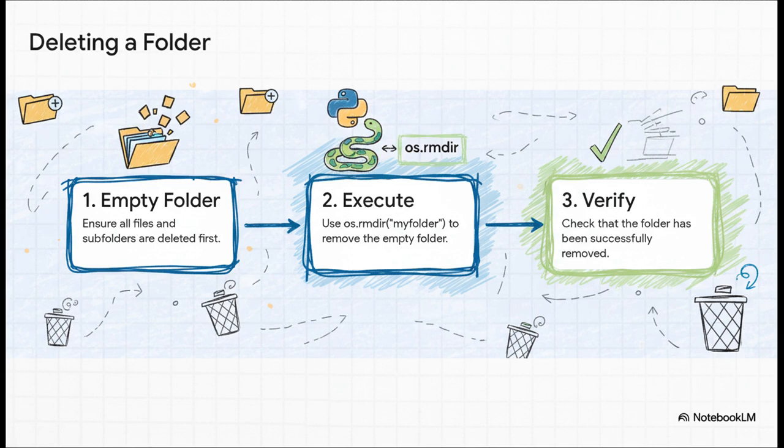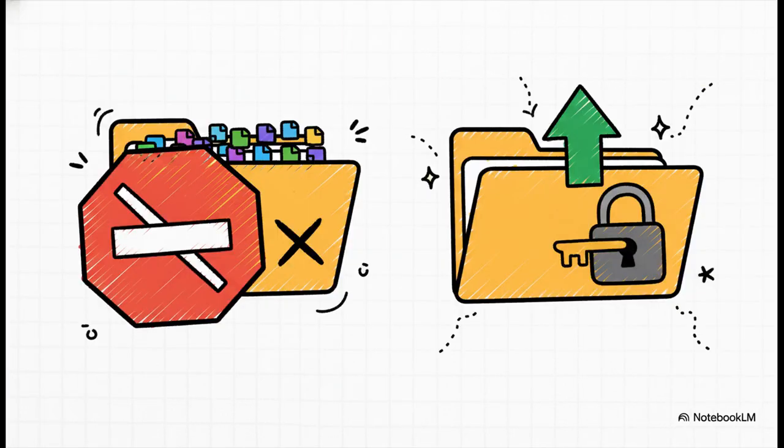But let's really focus on that first step. And here it is, loud and clear. os.rmdir will only work if that folder is completely empty. If there's a single file in there, even a hidden file, or another folder, the command will fail and throw an error. And honestly, this is a good thing. It's a safety feature built right in to stop you from accidentally deleting a folder that's packed with important stuff.